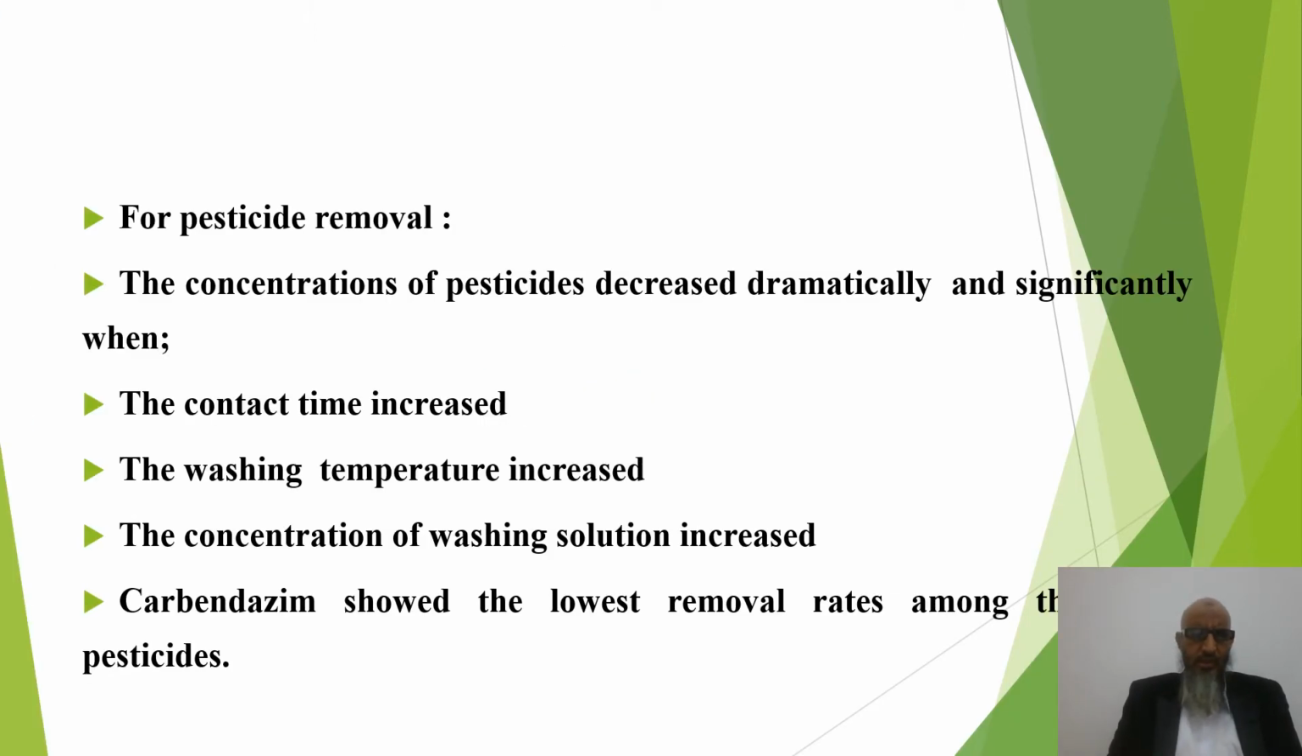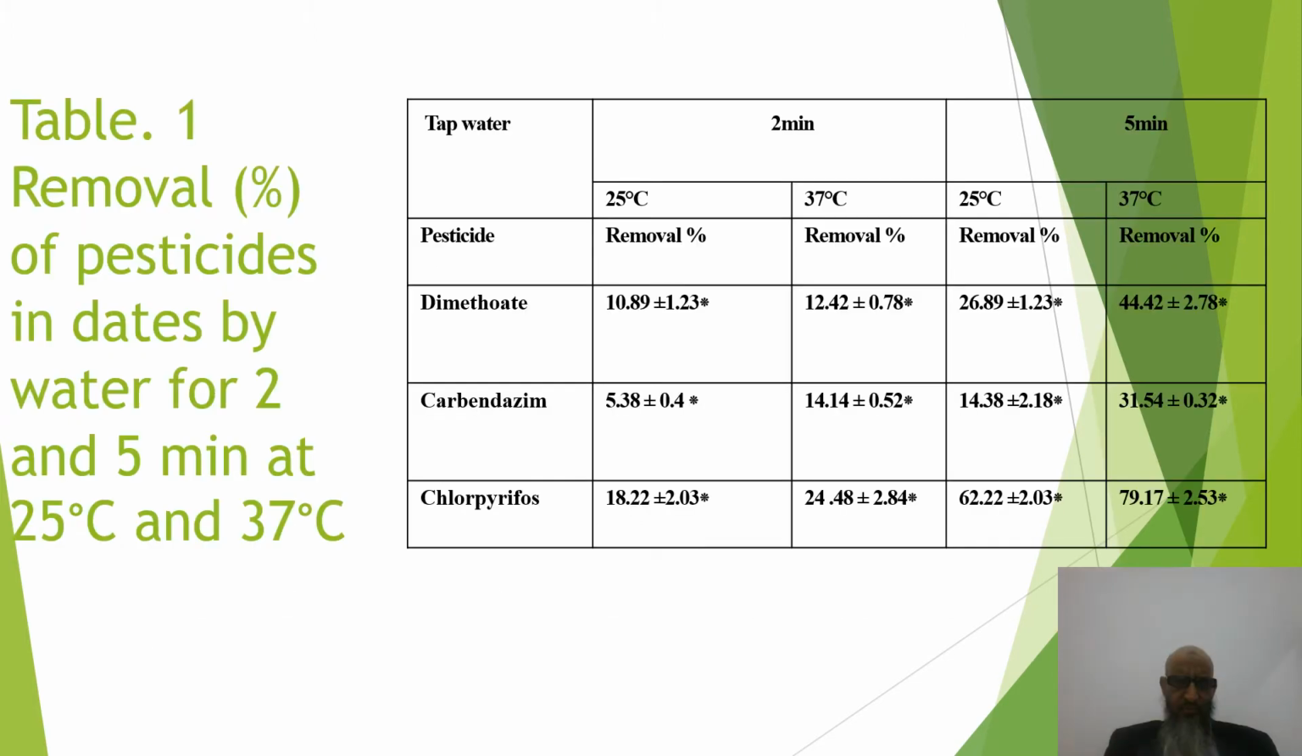Result: for pesticide removal, the concentration of pesticide decreased dramatically and significantly, affected by the increase in contact time, washing temperature, and concentration of the washing solution. Carbendazim showed the lowest removal rates among the pesticides.